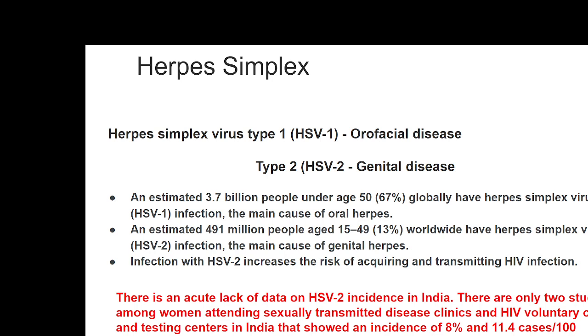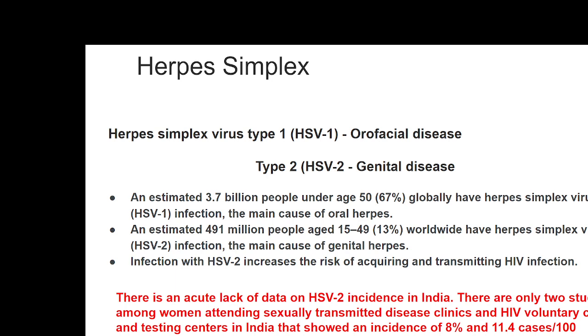Herpes simplex is a condition produced by a virus, the herpes simplex virus, which is of two varieties, type 1 and type 2. Type 1 usually presents with lesions over the mouth and around the face, whereas type 2 is known to produce lesions in the genital area. From the clinical point of view, genital herpes is more significant than orofacial herpes simplex.